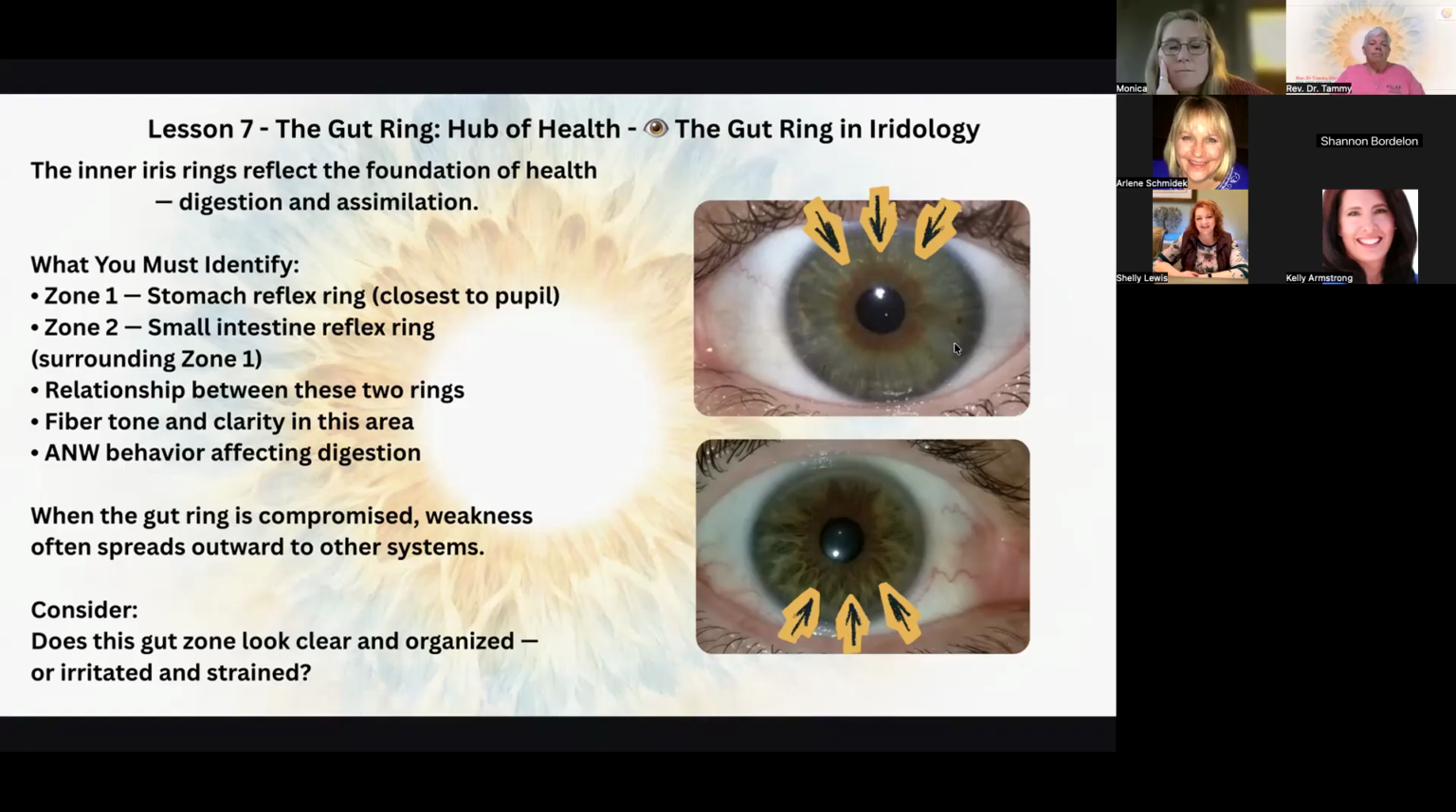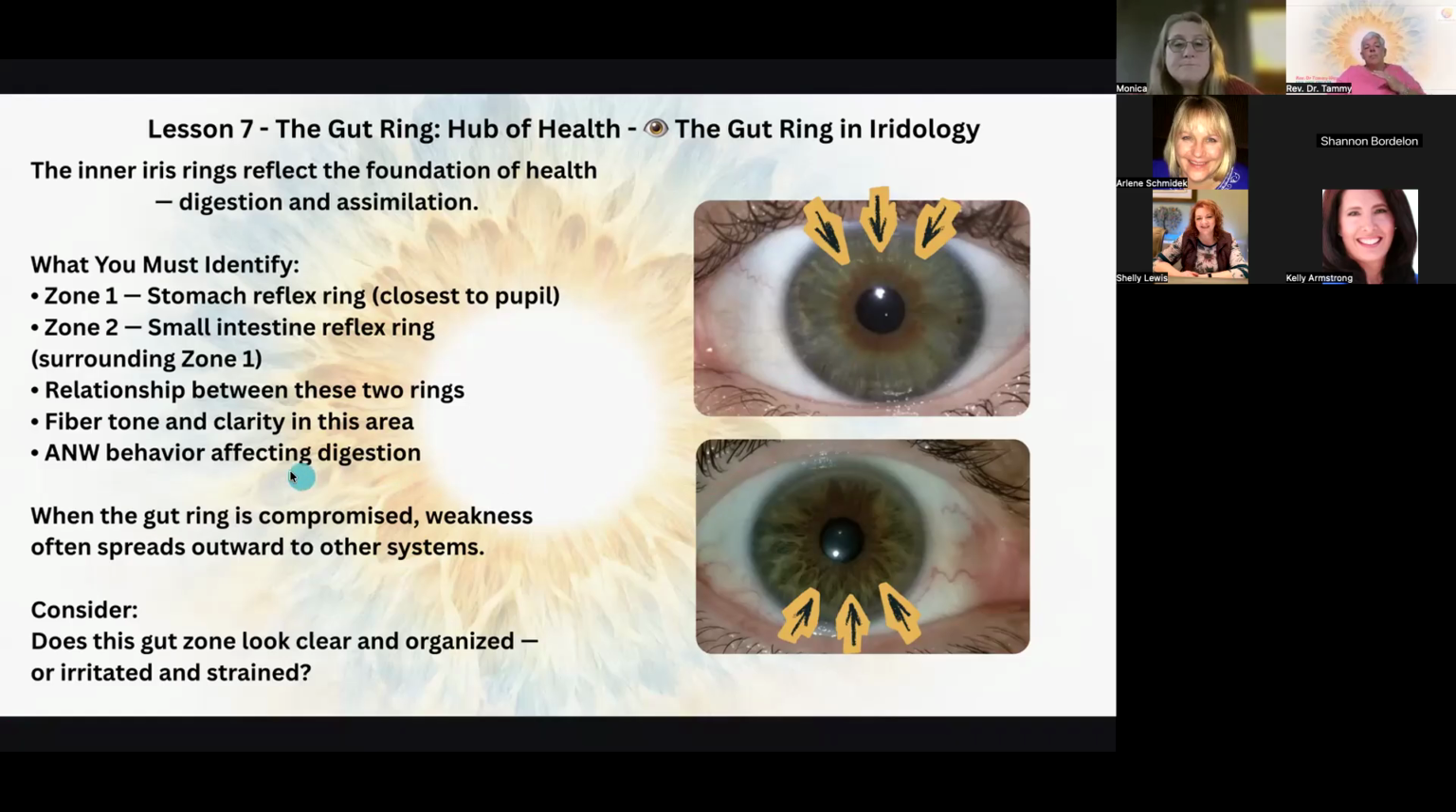One pushes the other, so to speak. So if your gut's a mess, your autonomic nerve wreath is probably going to be a little bit of a mess too. It just kind of goes hand in hand. Does that make sense?